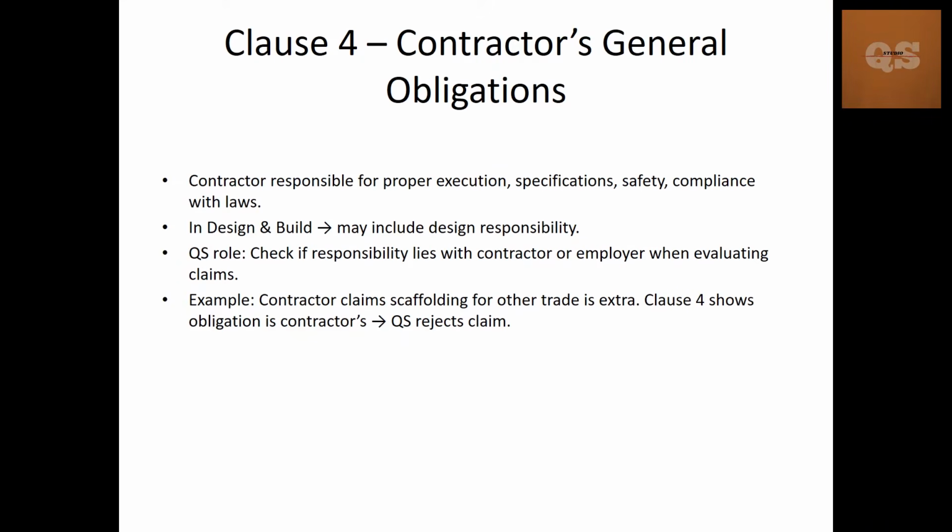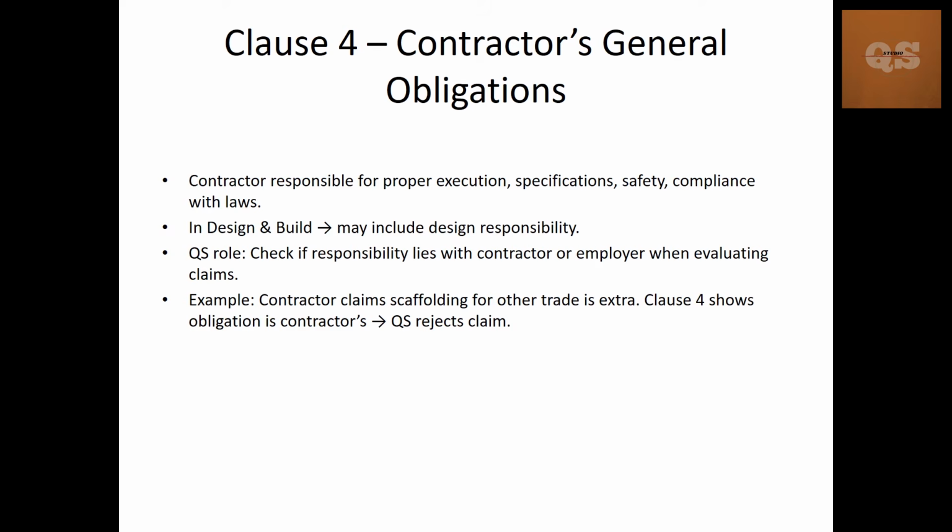Now the last and final one, which is important as a QS, is the contractor's general obligation, clause 4. This clause lays down the execution requirements, specification, safety and compliance that need to be properly followed for completion of the project. In design and build projects, the design responsibility will also be under the contractor, so that will also be mentioned. The QS role is to check whether the scope lies with the contractor or the employer when evaluating claims. An example is a contractor claiming scaffolding for other trades as extra, but clause 4 will show that the obligation is the contractor's. So providing scaffolding for all the works is part of the contractor's scope.